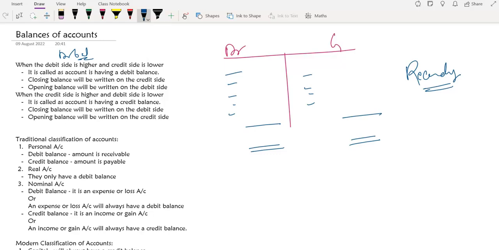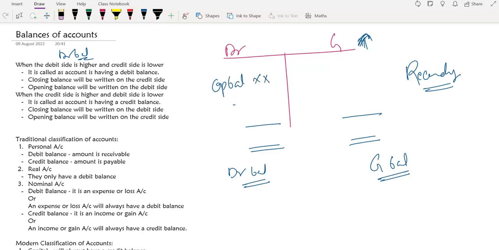So when we are recording the transactions, after recording we'll do the total. If the debit side is coming higher, then we say the account is having a debit balance. And if the credit side of the account comes higher, then we say the account has a credit balance. What is the significance, or the consequence, of the same? If the debit side is higher, that means the account is having a debit balance. So what will be the implication? The opening balance will be written on the debit side, and the closing balance will be written here on the credit side. All right, this is the debit balance.